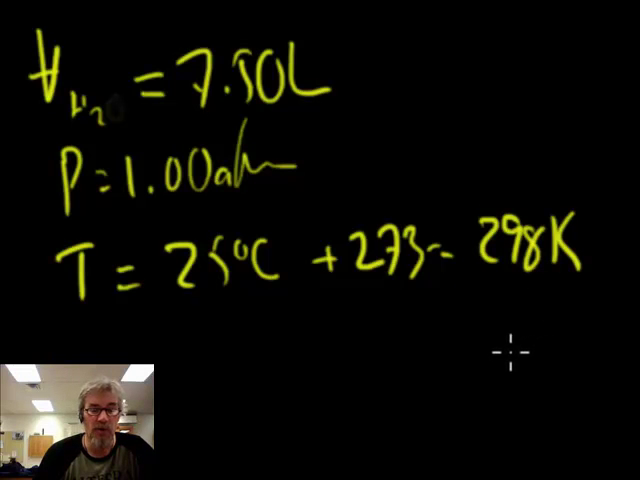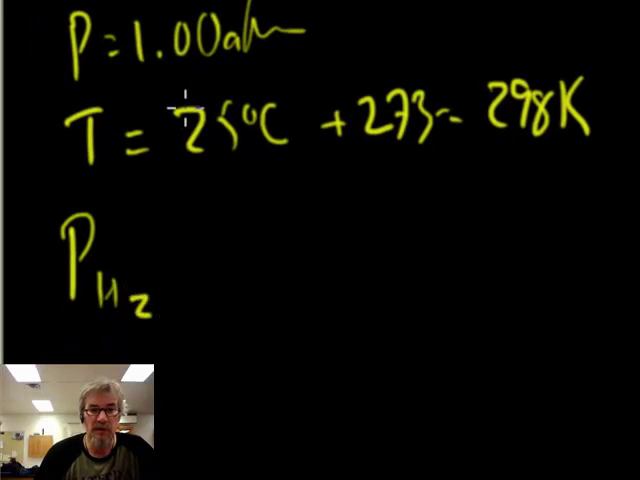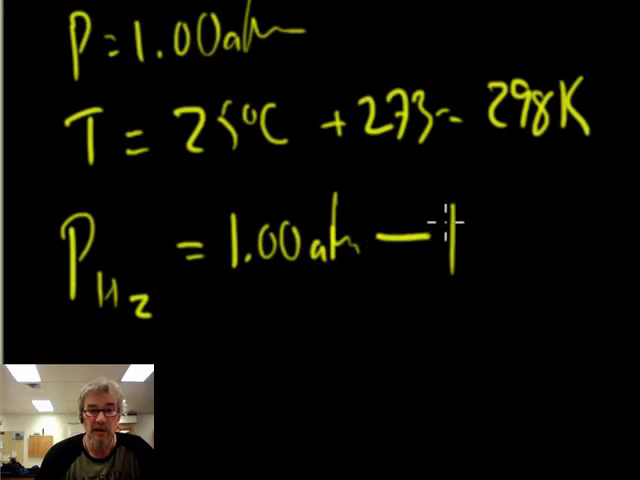It would also be helpful to know what the pressure of water is, because this is a wet gas. This is a gas collected over water. And so that means the pressure of hydrogen isn't really that 1.00 atmospheres. That's a total pressure. The pressure of hydrogen is going to be 1.00 atmospheres minus the pressure of the water that has evaporated up into the hydrogen gas.